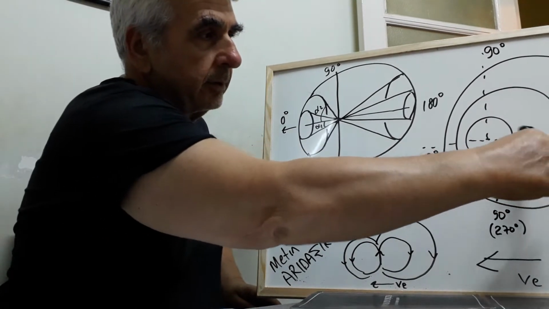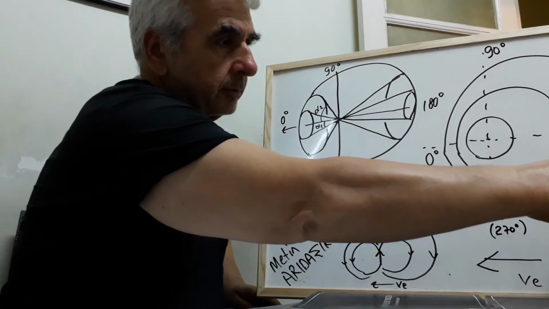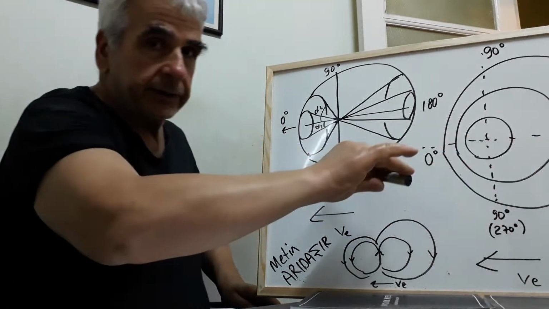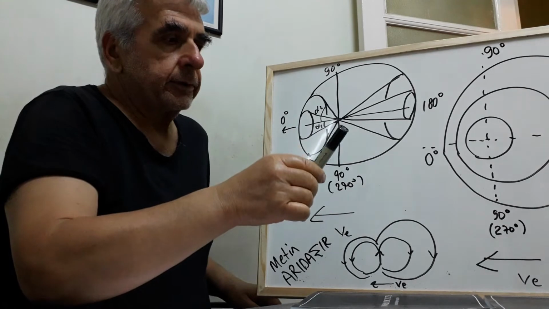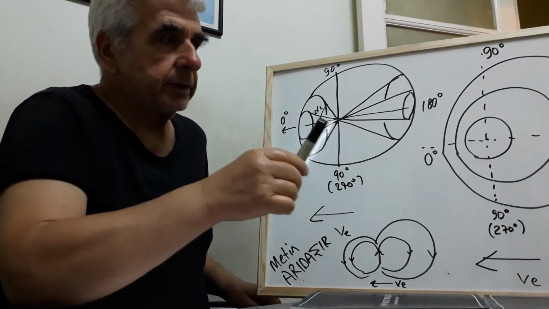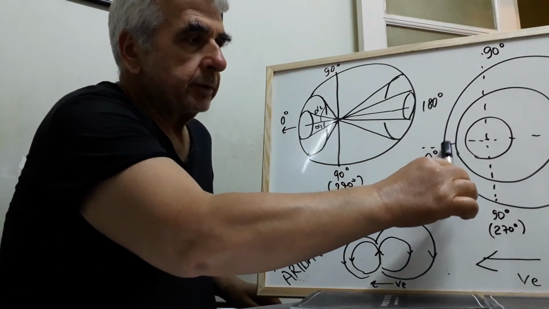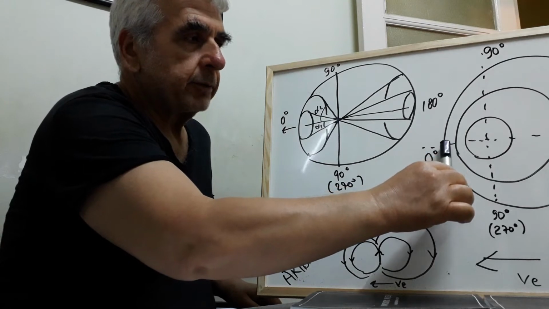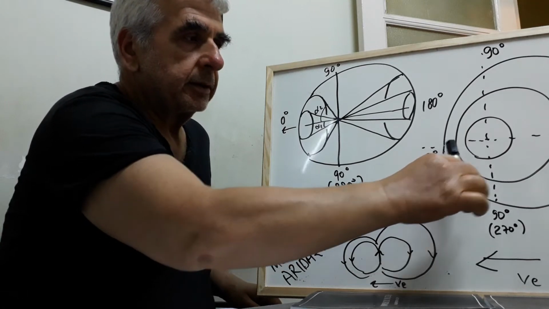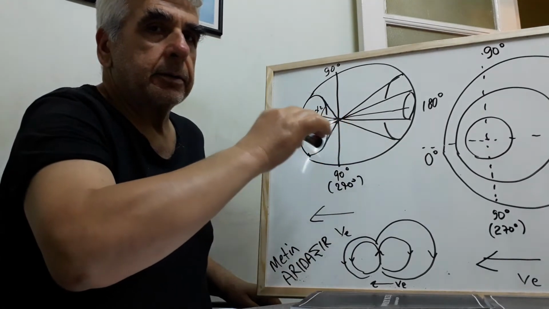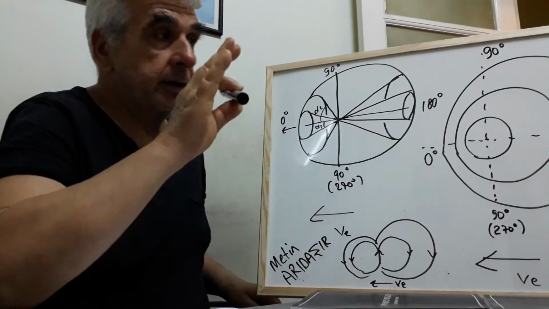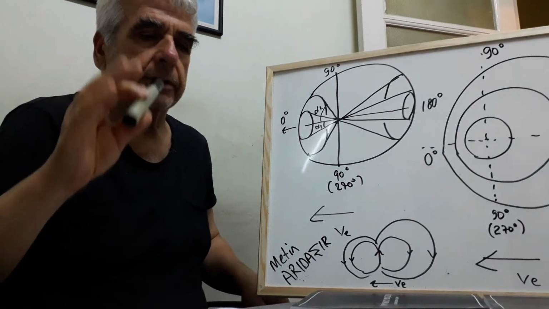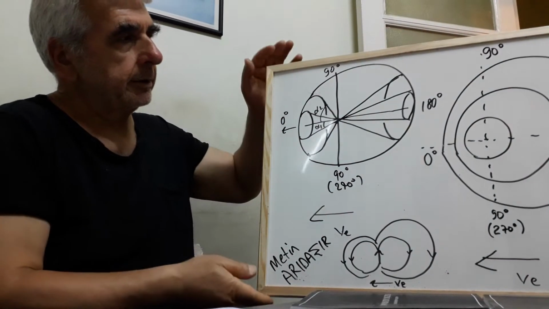If this electron motion form's velocity increases, on this point the wave velocity will decrease. Inversely proportional, not directly proportional, like this.